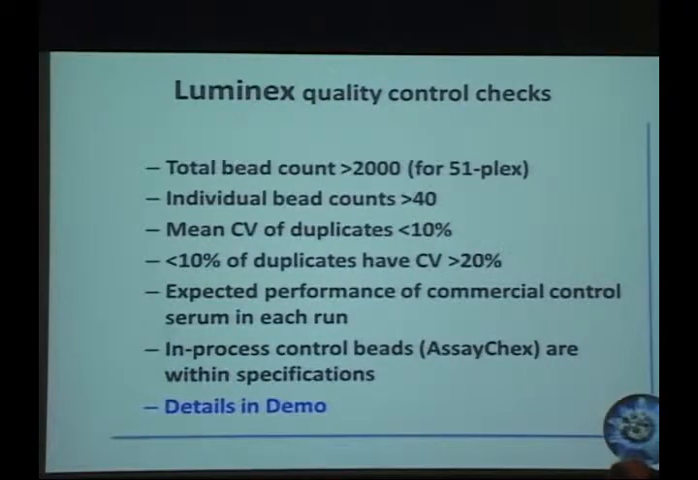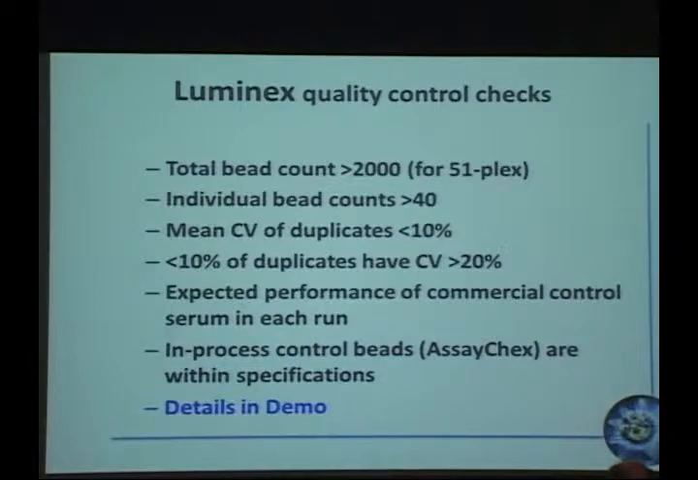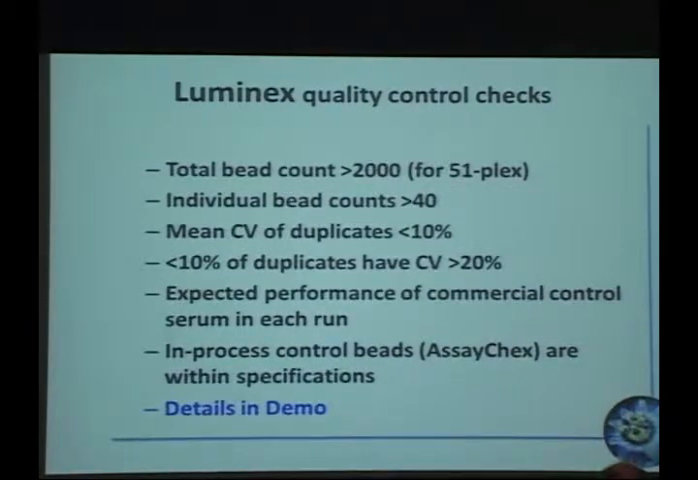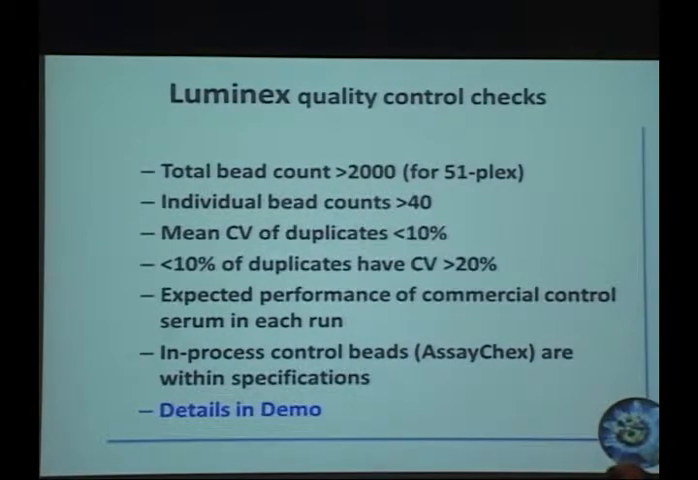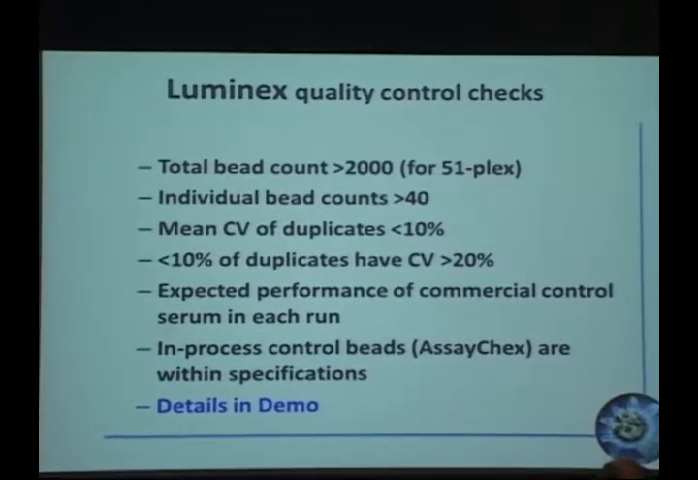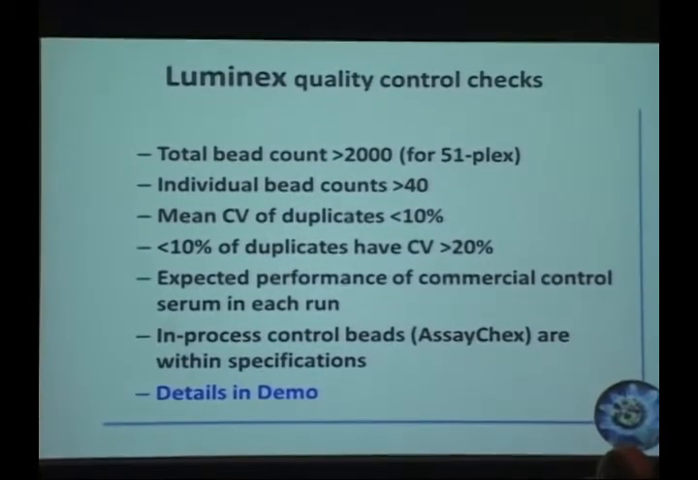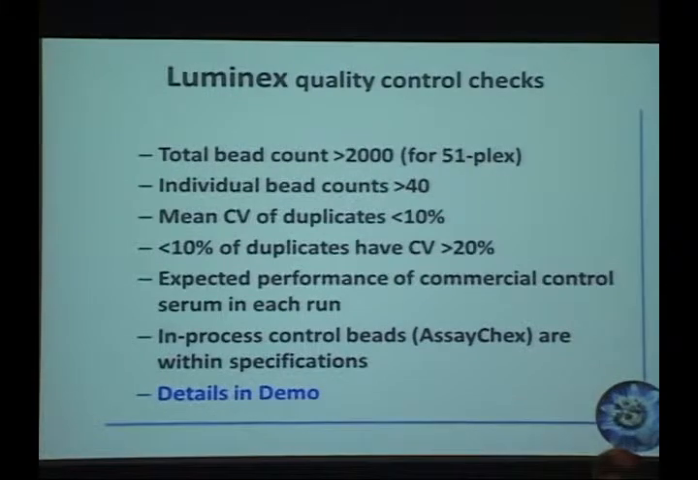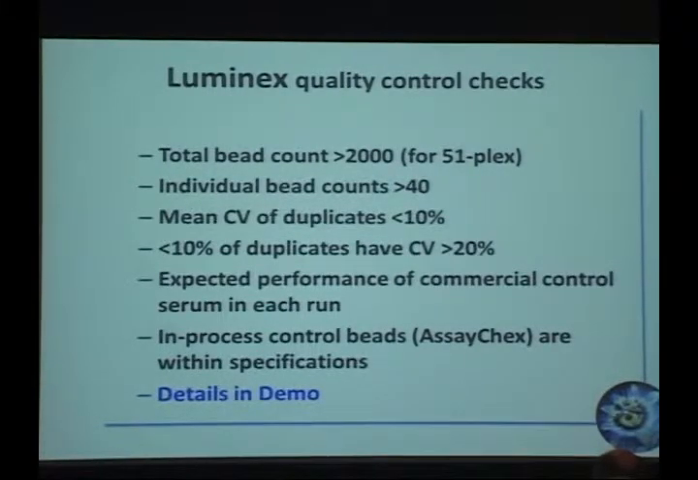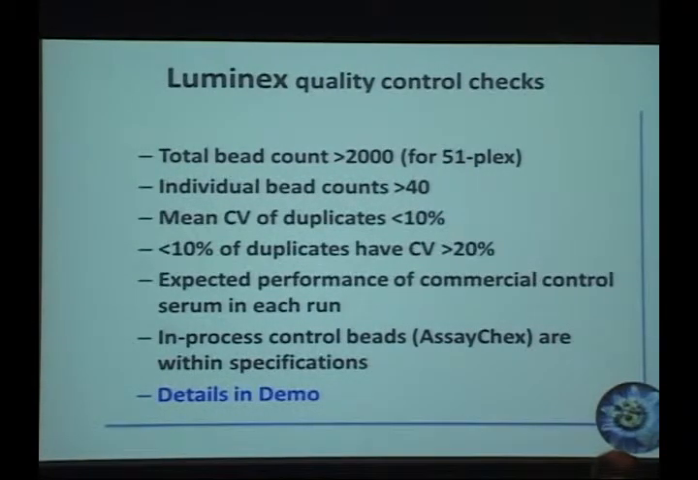So I'm going to touch upon this more in detail in the demo, and you're welcome to come up with a lot of additional questions over there. All I'll say at this point is that we typically run 2 replicates per sample. Our CVs are pretty good, below 10% for the most part. Only about 10% would be above 20% CV, which is coefficient of variation.